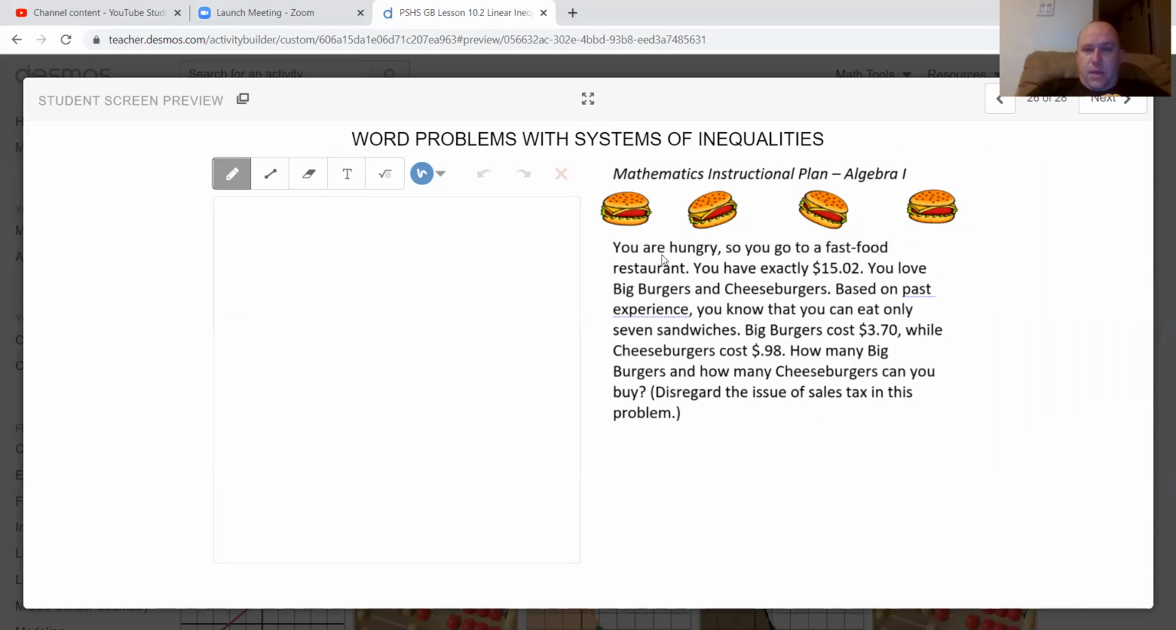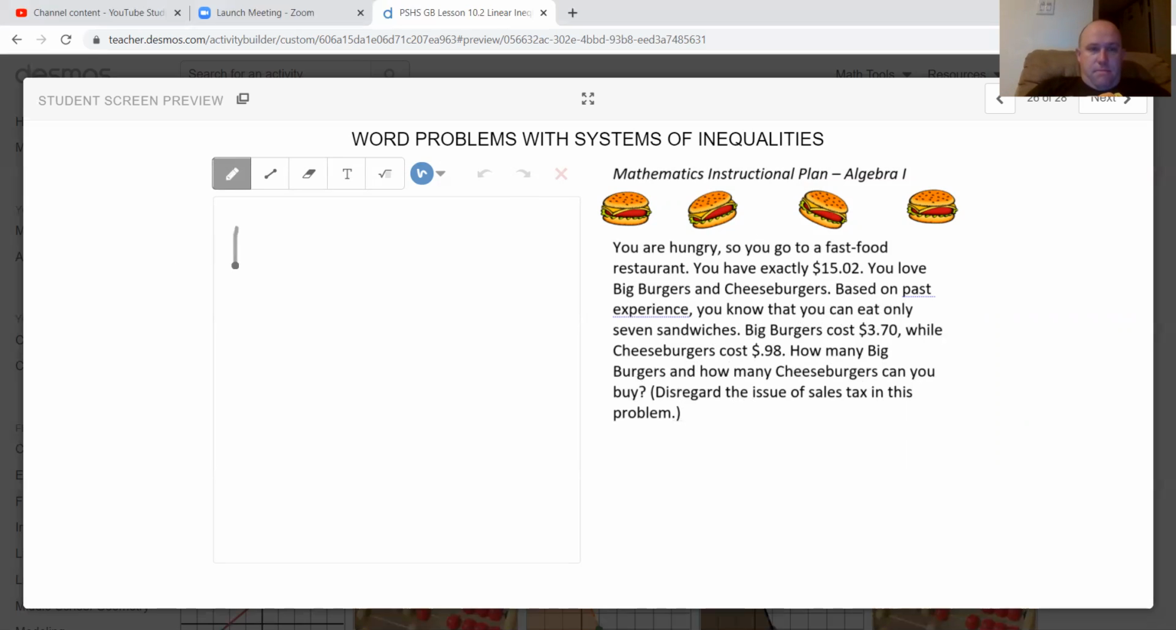Now, word problems. You are hungry, so you decide to go to a fast food restaurant. You have exactly $15.02, very specific. Based on past experience, you know you can only eat 7 sandwiches. Big burgers cost $3.70 and cheeseburgers cost $0.98. How many big burgers and how many cheeseburgers can you buy? And it's asking you to ignore sales tax for this.